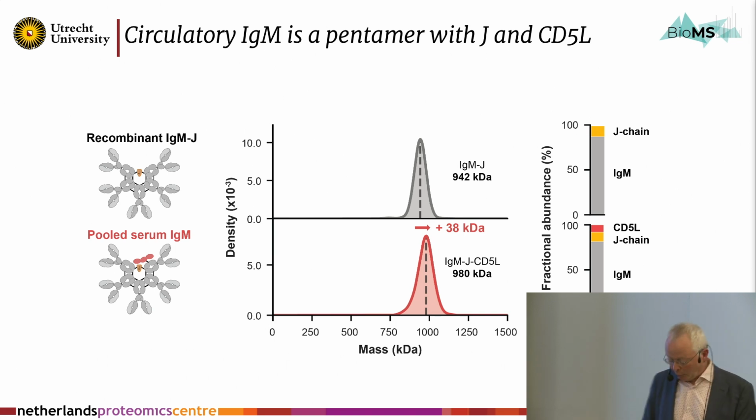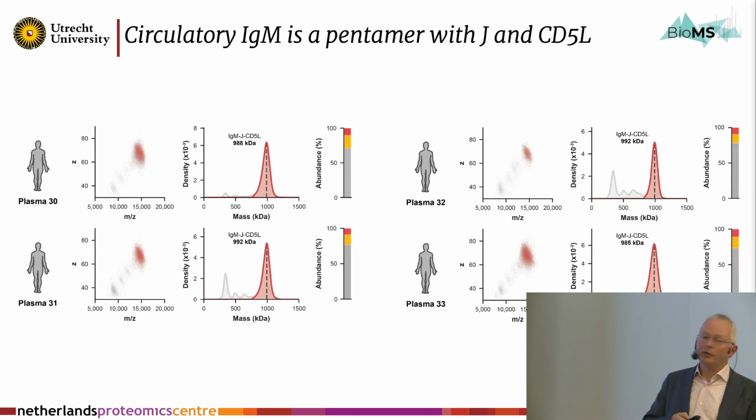Now this was on recombinant antibody. Next, we also did it on purified IgM from serum of individual donors. And each time we only see one particle, and that is really the particle with IgM, J chain, and CD5L. So this is sort of the breakthrough. Every IgM molecule in your body is a pentamer, but it contains a J chain and it contains a CD5L.